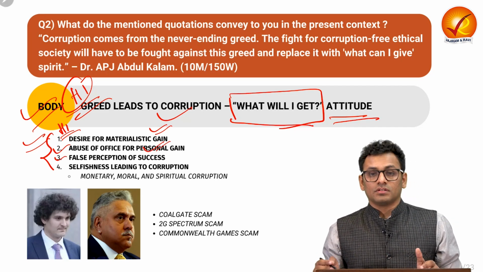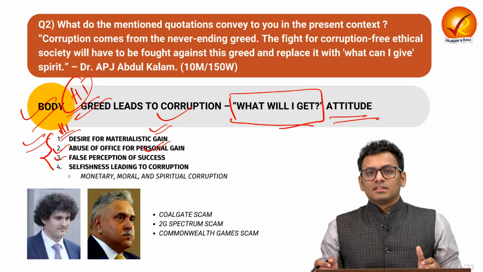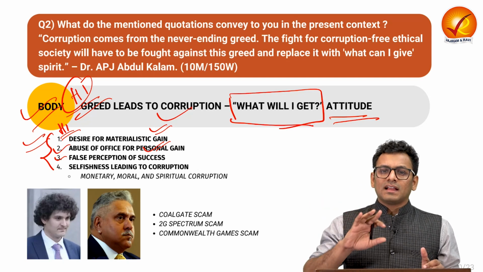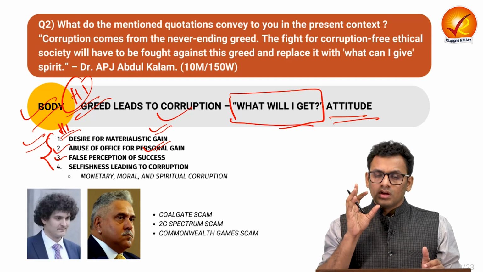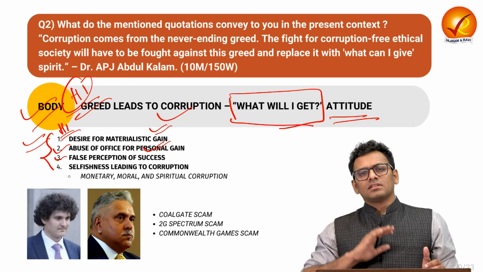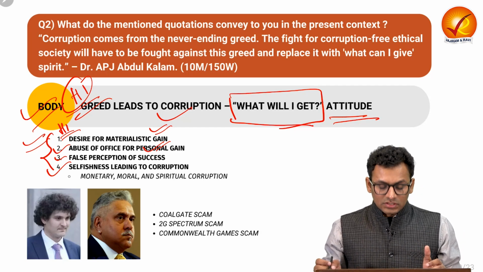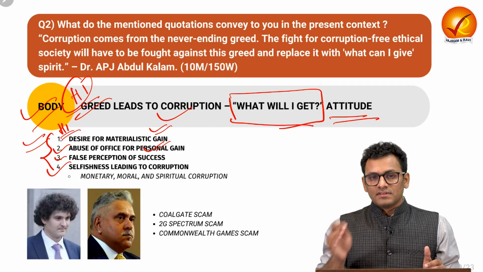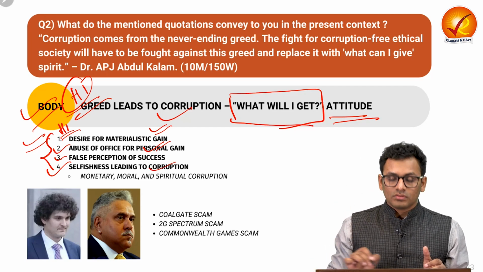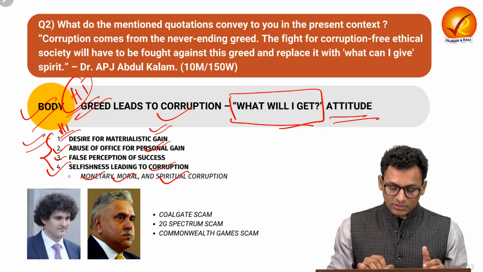Third is false perception of success. In the society, we have tagged success as materialistic gains and materialistic successes. Now that kind of status attachment to materialistic gain can also make a person tilt towards unethical behavior such as corruption. Then the next is selfishness leading to corruption. Now greed is something when we see is what will I get. Now that kind of selfishness will also lead to corruption. Not just corruption with respect to the monetary, but also moral and spiritual corruption.